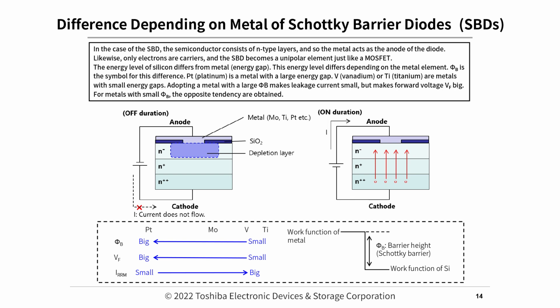Difference depending on metal of Schottky barrier diodes. In the case of the SBD, the semiconductor consists of N-type layers, and so the metal acts as the anode of the diode. Likewise, only electrons are carriers, and the SBD becomes a unipolar element just like a MOSFET. The energy level of silicon differs from metal, energy gap. This energy level differs depending on the metal element. Phi-B is the symbol for this difference. Platinum is a metal with a large energy gap. Vanadium or titanium are metals with small energy gaps. Adopting a metal with a large Phi-B makes leakage current small, but makes forward voltage VF big. For metals with small Phi-B, the opposite tendency is obtained.